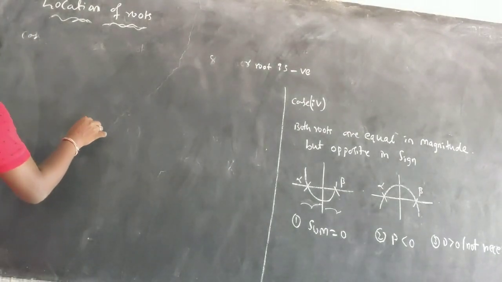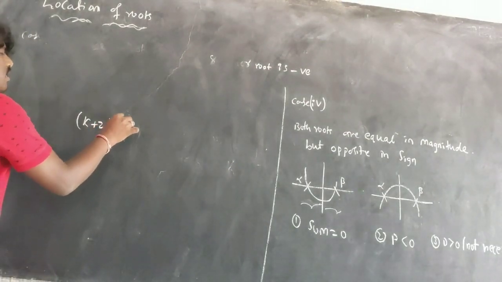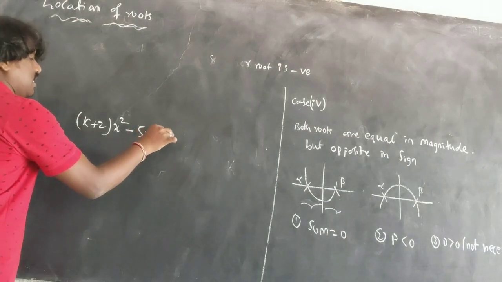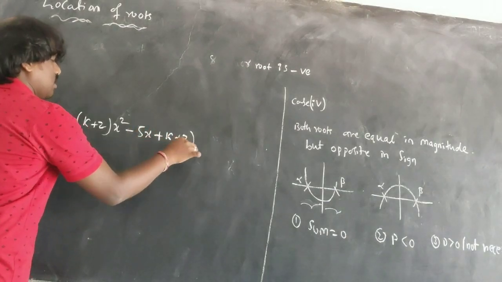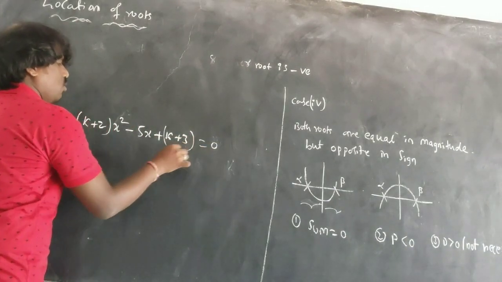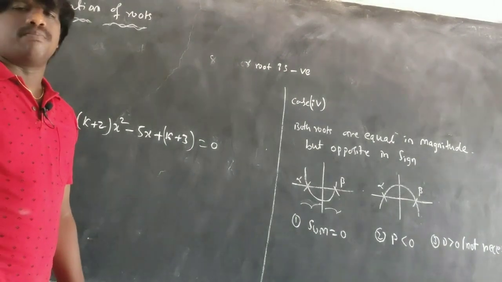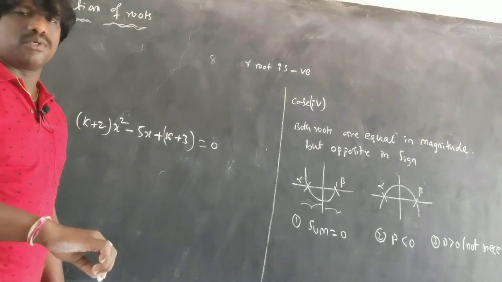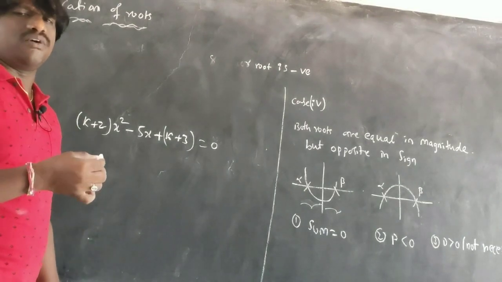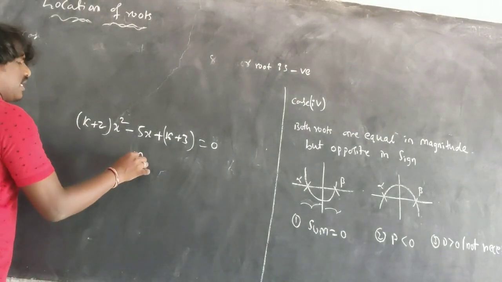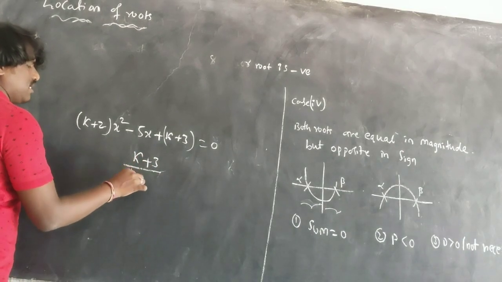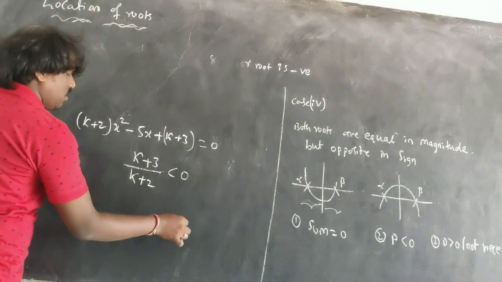Suppose you have k plus 2 into x square minus 5x plus k plus 3 is equal to 0. This quadratic equation has roots of opposite signs. Find the value of k. So what do you use here? c by a, k plus 3 by k plus 2, and that is less than 0. What do you do here?